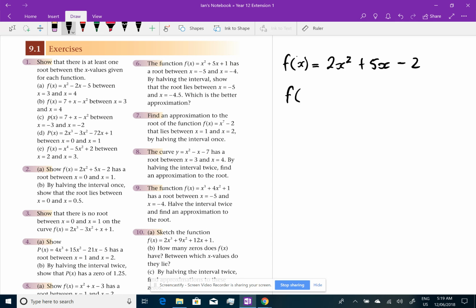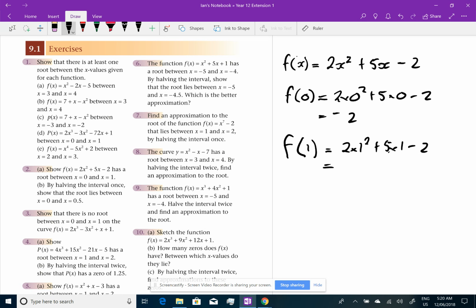Well, first thing I do is I sub in f of 0. If I do that, I get minus 2. You can do that on your calculator, but I'll show you the substitutions. So I get 2 times 0 squared plus 5 times 0 minus 2, and that equals minus 2. If I find f of 1, I get 2 times 1 squared plus 5 times 1 minus 2, which gives me 2 plus 5 minus 2, which gives me 5. So I know there's a root between 0 and 1.